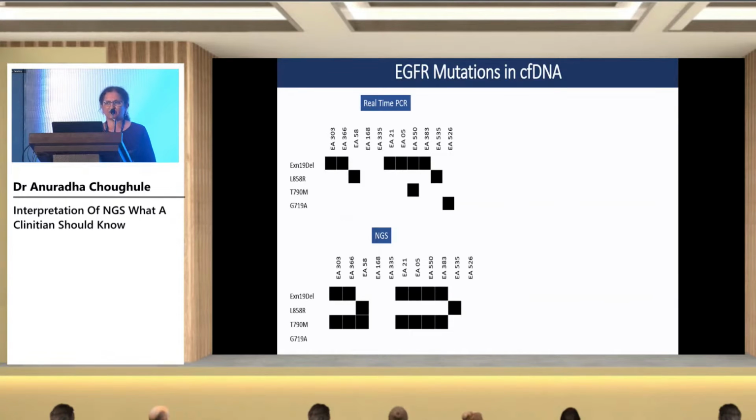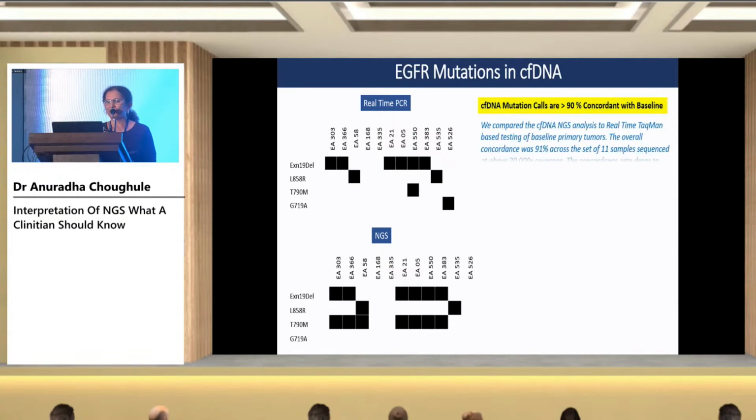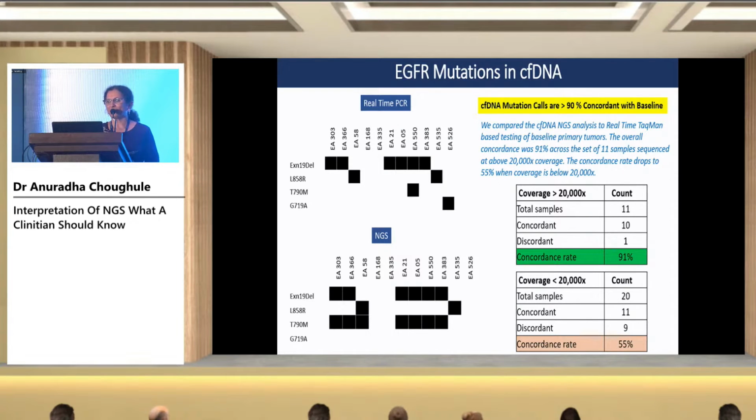Similarly, for EGFR mutations in cfDNA, when we compared with the orthogonal testing, more than 90% concordance was found with the baseline samples when there was more than 20,000x coverage. As you all know, for the liquid biopsy, we need to have a higher coverage as compared to the FFPE, where only 500x can be beneficial. But yes, if you are doing whole exome or whole genome, then again 10x, 100x is comfortable.